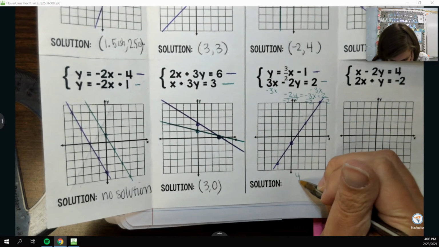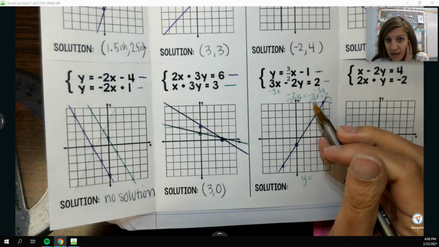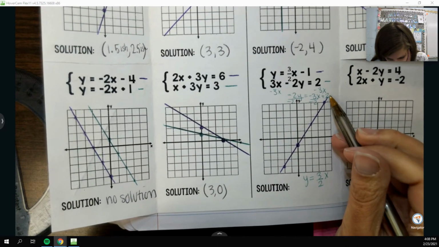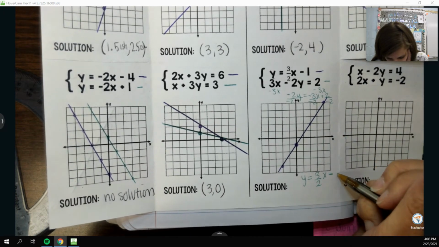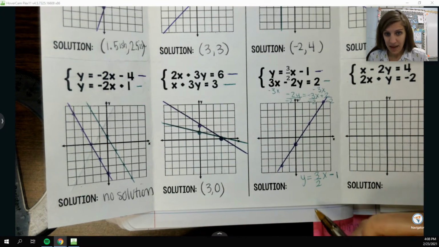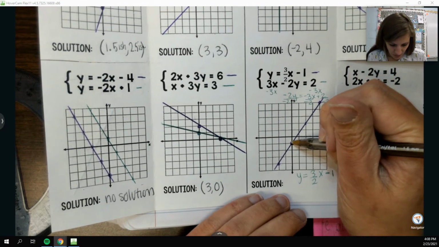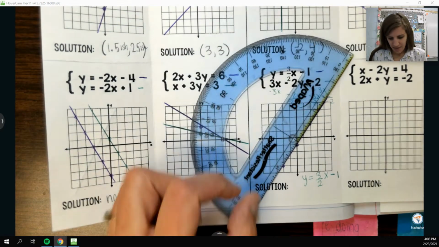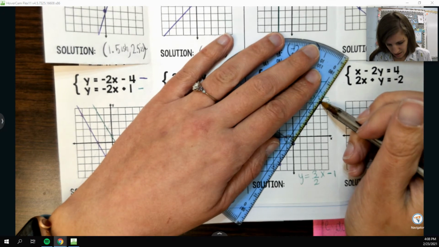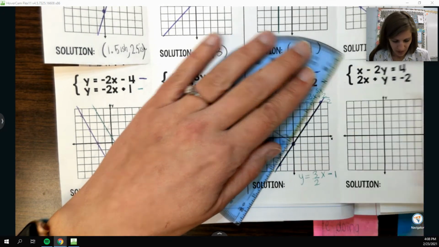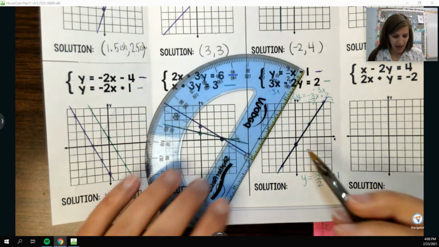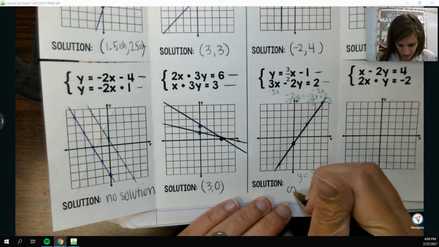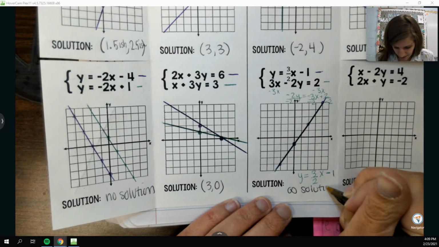So we end up with y equals, now a negative divided by a negative is a positive, and 3/2 is just 3/2. A positive divided by a negative is a negative, and 2/2 is 1. So now I can see that my y-intercept is at negative 1. And then my slope is 3/2 again. Oh my word, that is the same line. So if it's the same line, line on top of line, they're touching all the time. Does that kind of rhyme? I don't know. You've got infinite solutions though, because they are crossing all the time.